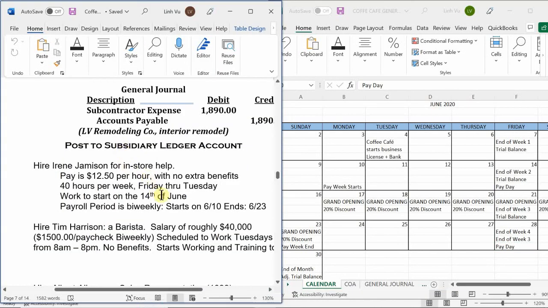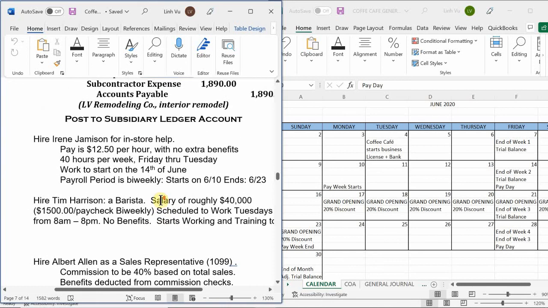All right? So then we also hired Tim Harrison, okay, a barista who's going to receive a salary because, again, we're going to be needing the barista to be there at least 12 hours a day, right? Because this person is going to be making the coffees. And that's what our store is about, right? We need to hire somebody who can make the coffee. So in this case, they are going to be working for us on salary, okay? Because they're going to be there for longer hours, okay? Of roughly $40,000, okay?